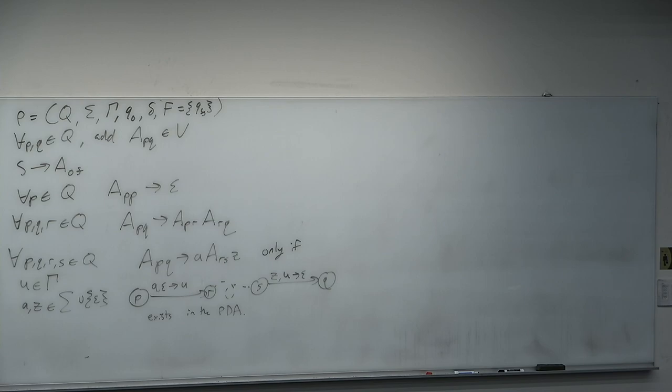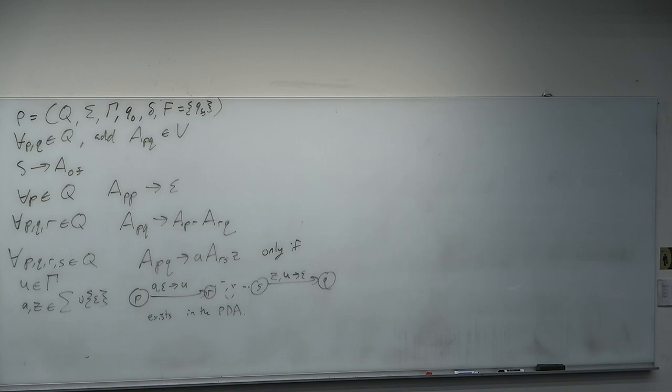A_PQ, and then this implies with the star above it means produces in zero or more productions. We say A_PQ will produce a string X if and only if X brings the PDA from P with the empty stack to Q with the empty stack. That's what we'll prove, and we'll prove it both ways.